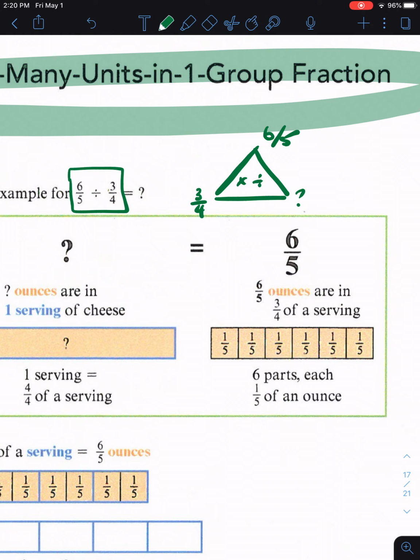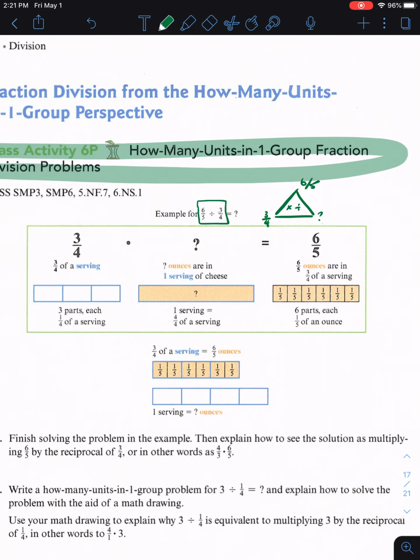But now we're going to say that 3/4 is the number of groups. So 3/4 is 6/5 of something. How much is the whole thing? So for example, in this case, 3/4 of a serving is 6/5 of an ounce. And the question becomes, how many ounces are in one serving? If 3/4 of a serving is 6/5 of an ounce, how many are in one serving?